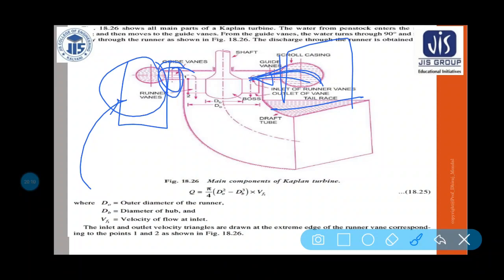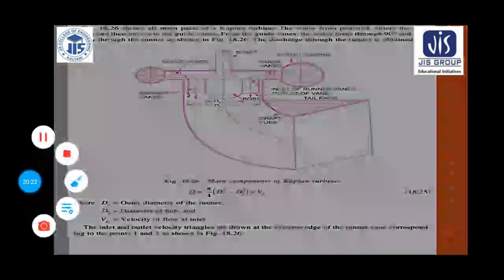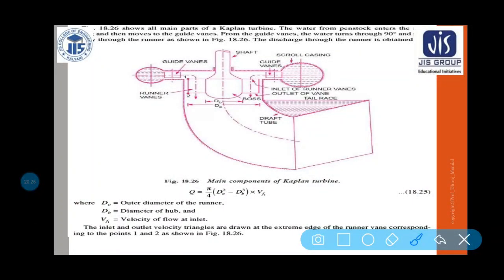Now you can see the hub with vane. This one is your hub with vane. In the hub the vanes are installed like this. What is the function of the hub? Basically the vanes are installed in the hub, and this one is a shaft. The shaft is rotating. As the shaft is rotating, the hub and the vanes are rotating, so the shaft will be in rotation.